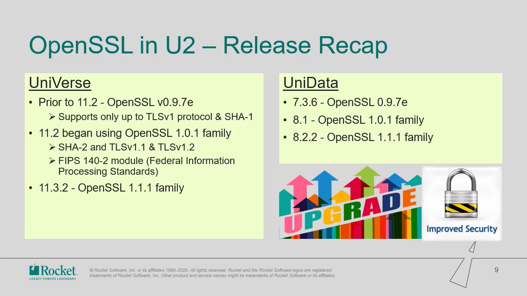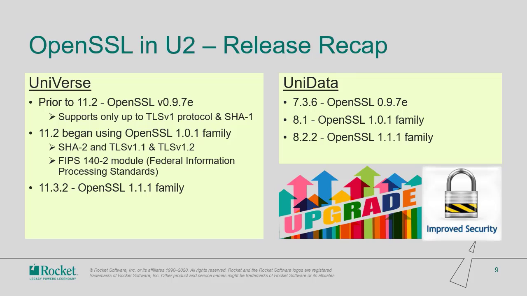And let's see, at 11.3.2 we again made major changes, moving to the very latest, as of now, OpenSSL 1.1.1 family. I'll be covering more in a minute on what 1.1.1 brings with it. As for Unidata, same thing. Unidata 7.3.6 used the 0.9.7e version of OpenSSL. So again, that's quite limiting in today's world. Probably not a whole lot you can do with that anymore.